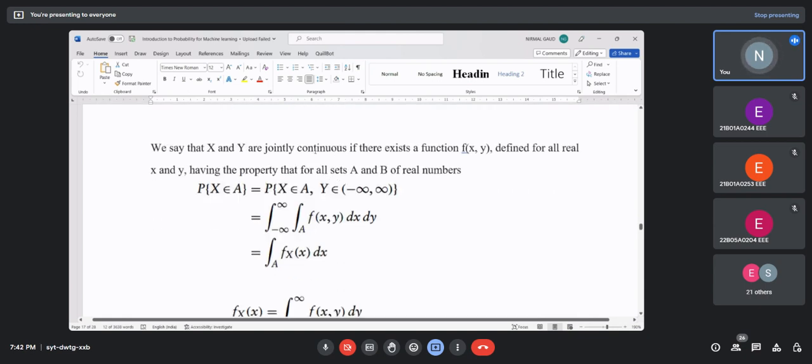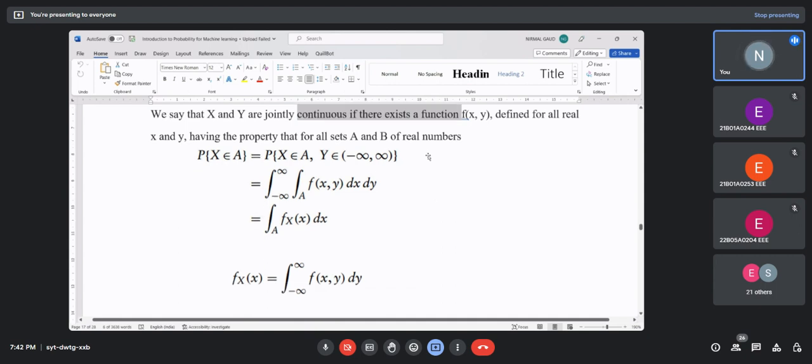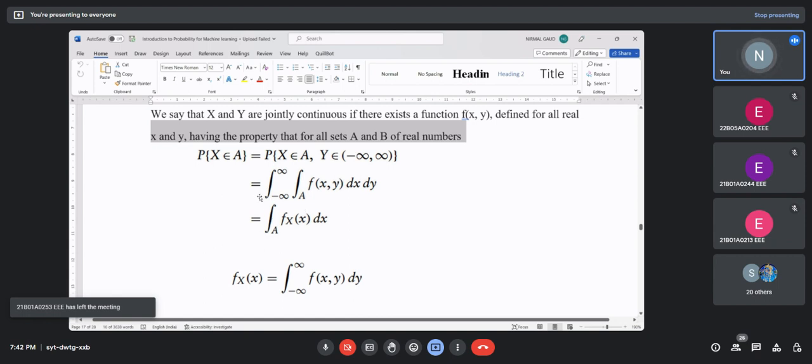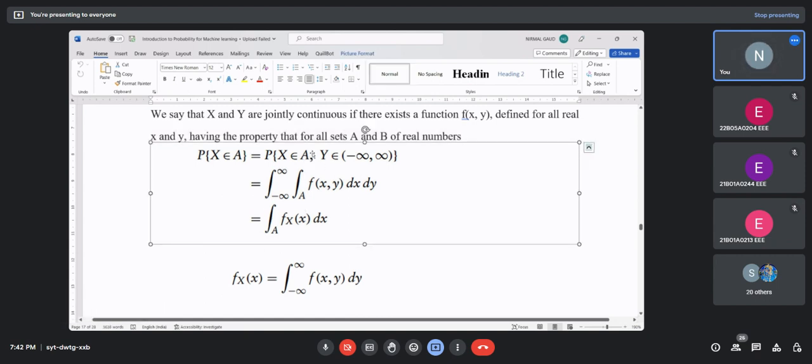In case of continuous values, what will happen? If there exists a function f of x, y that is defined over all the real values x and y. So here for the continuous distribution, I'm going to have it like this: your x belongs to capital A, and y belongs to minus infinity to plus infinity, and this is how you need to perform the integration: f of x, y dx dy. That means there will be partial integration, with respect to x also, with respect to y also.